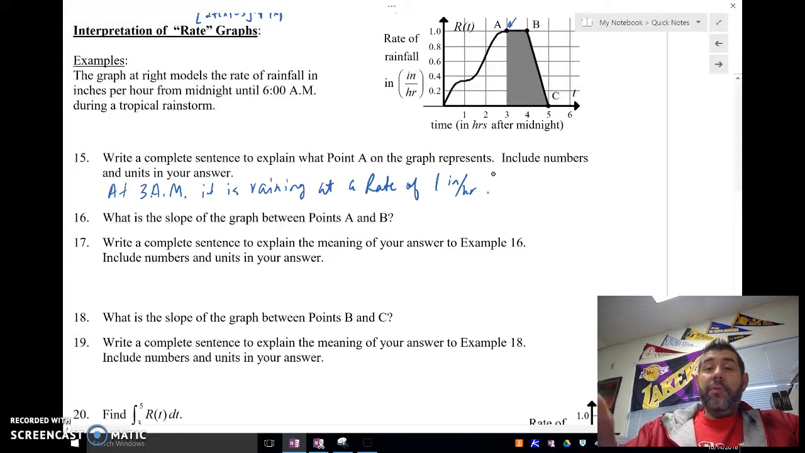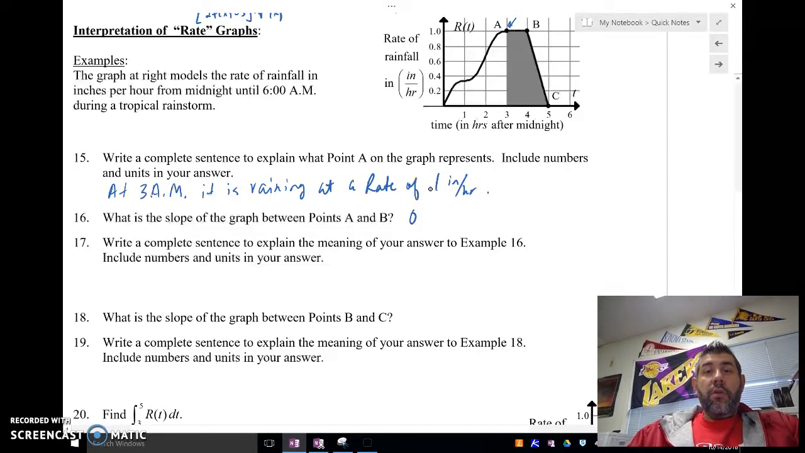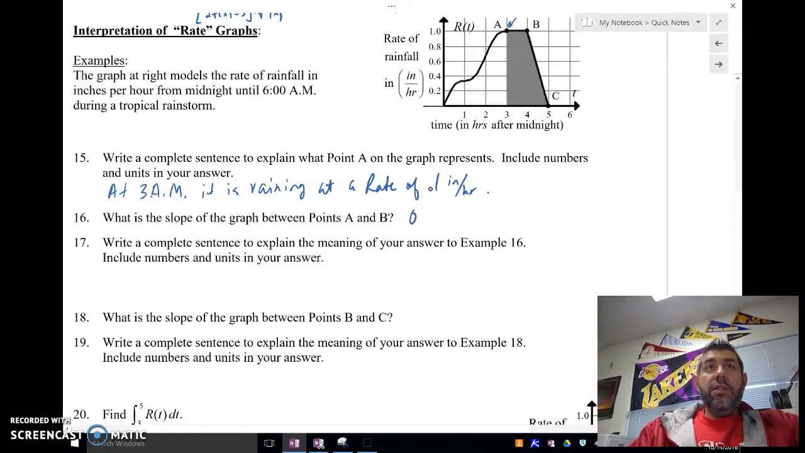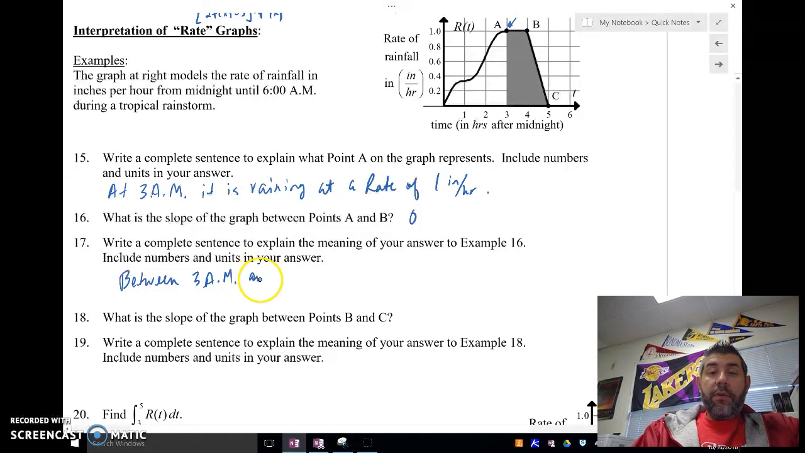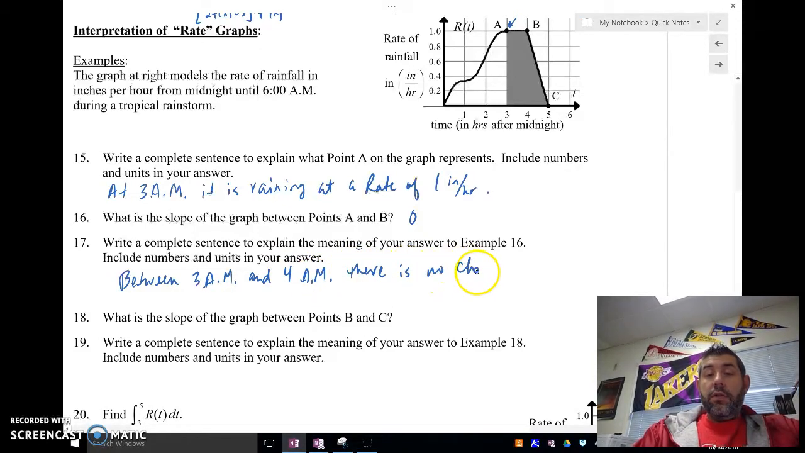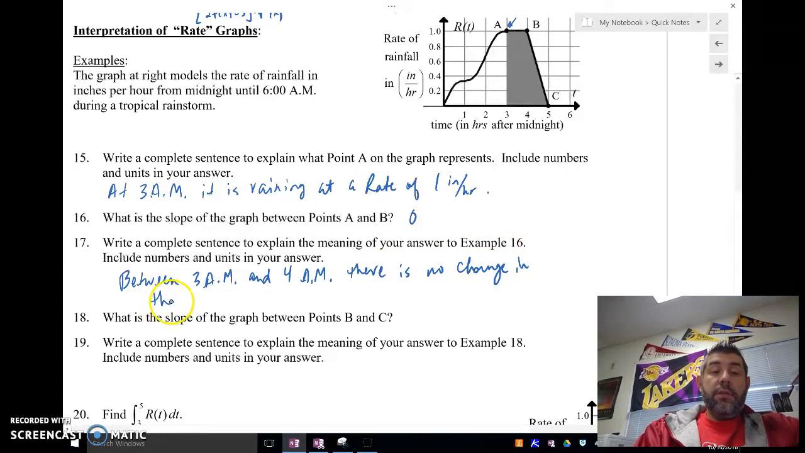Okay, so what's the slope of the graph between point A and B? Well, this slope is 0, right? We're talking about the slope of this graph. So what does it mean for that slope to be 0? That means there's really no change in the rate at which the rainfall is going. So between 3 a.m. and 4 a.m., there is no change in the rate of rainfall, because it stays the same, right?